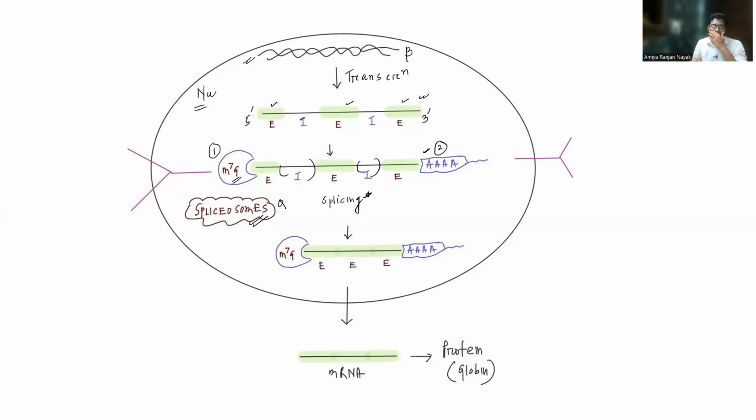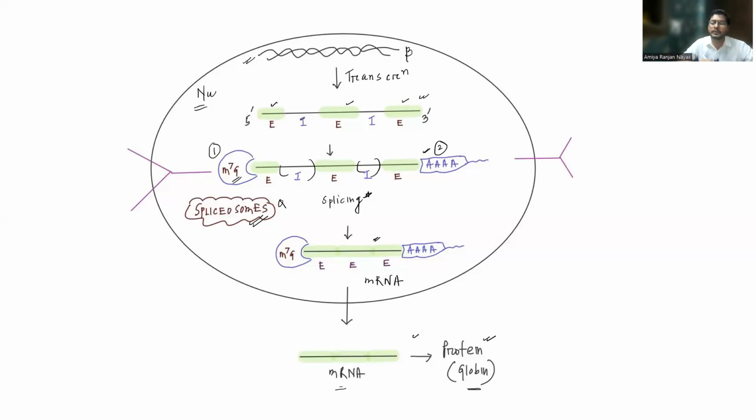Exons will be joined together. So this is the final processed mRNA, which is having a 5' methyl cap, which is having a poly-A tail, and the introns are removed. So this is the final mRNA which is going into the cytoplasm, and in the cytoplasm, this mRNA, with the process of translation, will form the protein or the globin chains. Okay, so this is what happens.